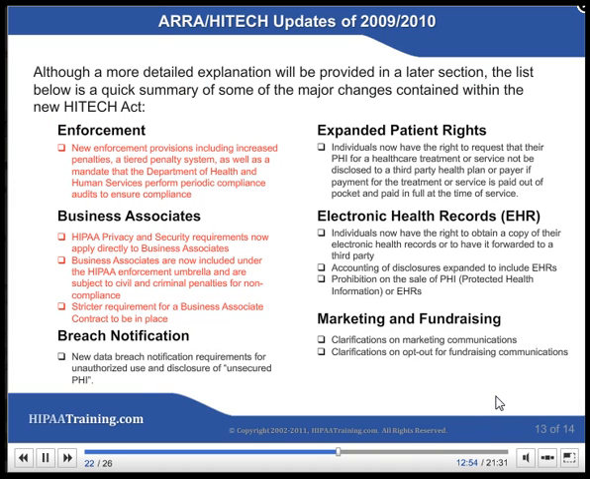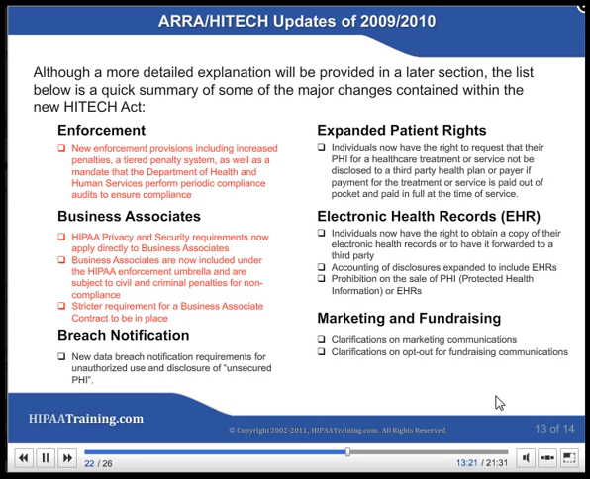Although a more detailed explanation will be provided in a later section, the list below is a quick summary of some of the major changes contained within the new HITECH Act. Enforcement. New enforcement provisions including increased penalties, a tiered penalty system, as well as a mandate that the Department of Health and Human Services perform periodic compliance audits to ensure compliance.